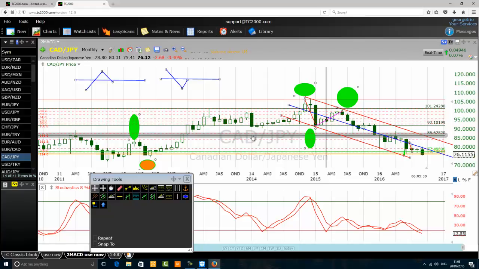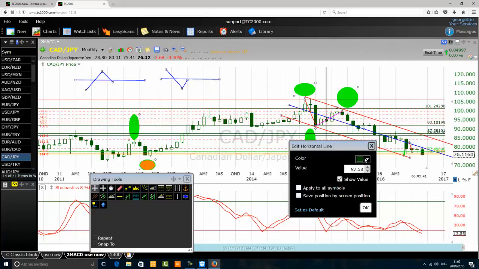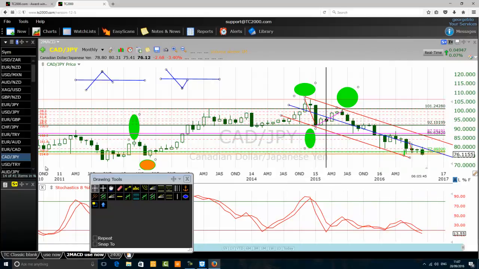I will draw another line because it's quite close to this line here, but I don't want to move that line, so I'll put it there and I'll color it pink also. So you can see on the chart, that's the horizontal line. So the 138.2% Fibonacci extension price target is the pink line here.